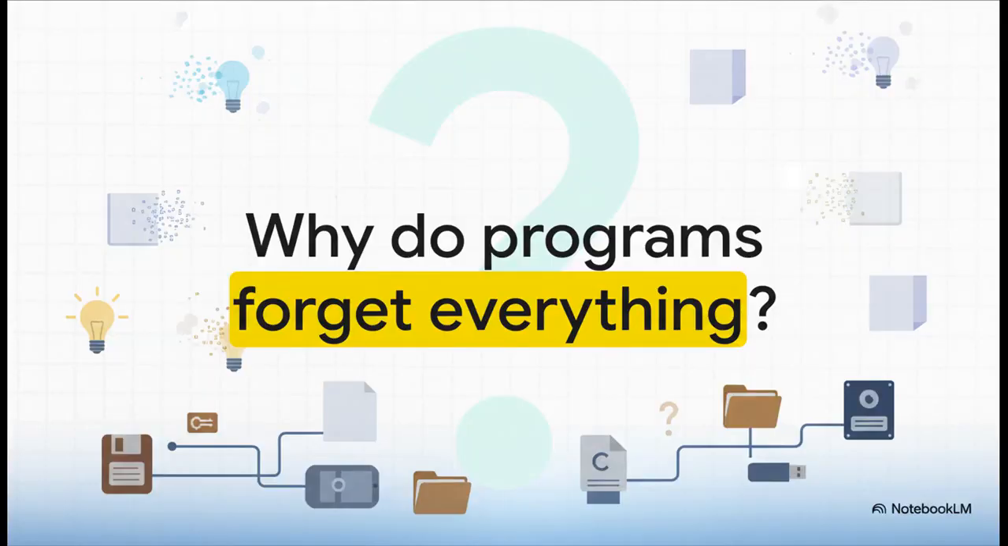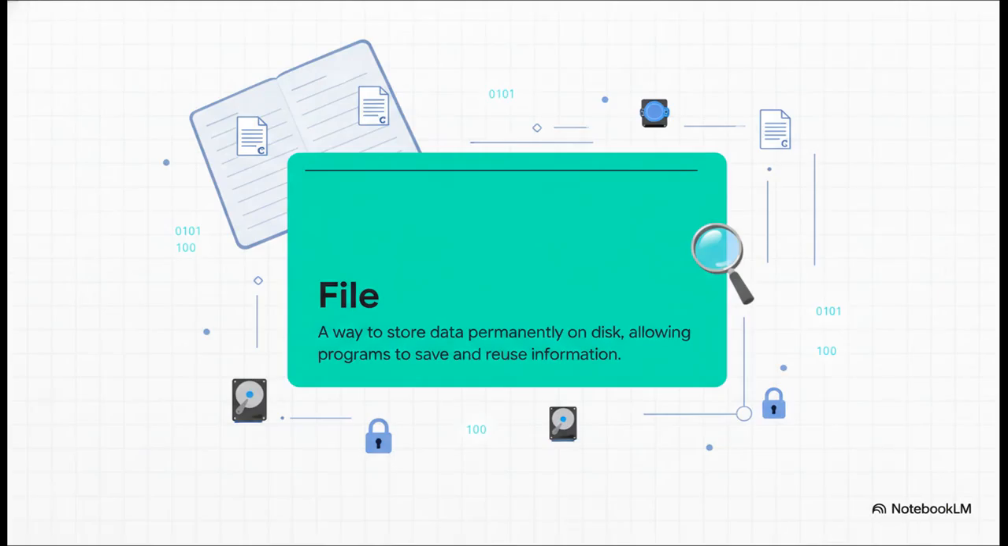So let's start with the core problem, right? You write this amazing program, it runs, it does all this cool stuff, and then you close it. And poof, everything's just gone. All your data, every result, it all just vanishes into thin air. So why does that happen? Well, it's because by default, all that information is living in temporary memory, which gets totally wiped clean the second that program shuts down.